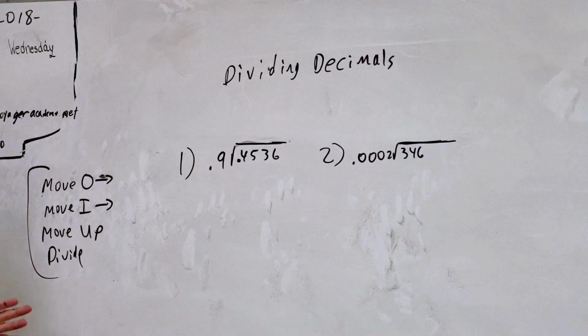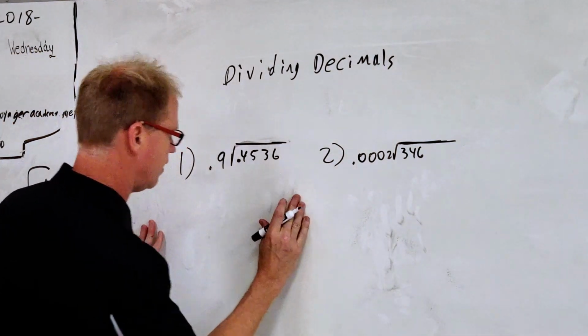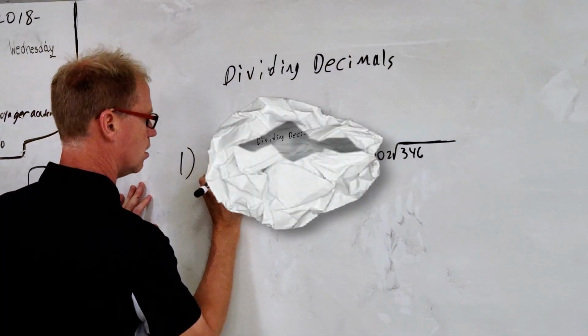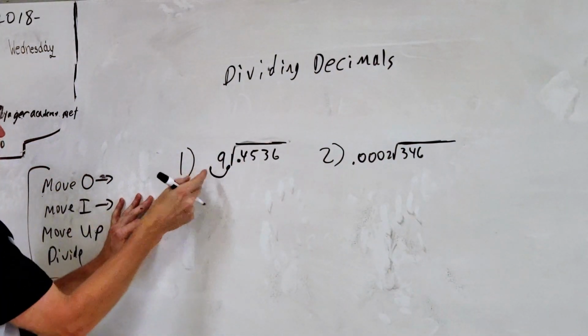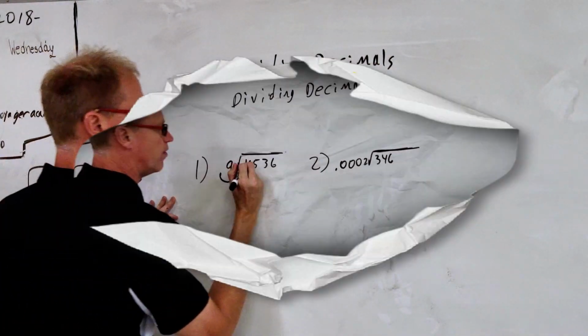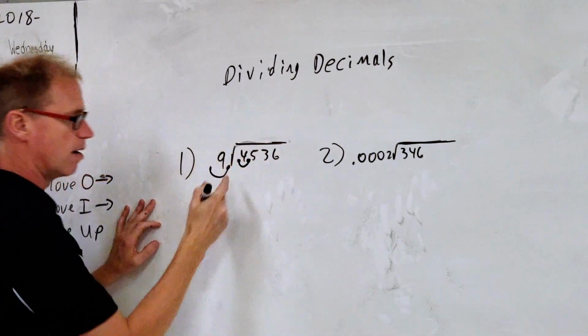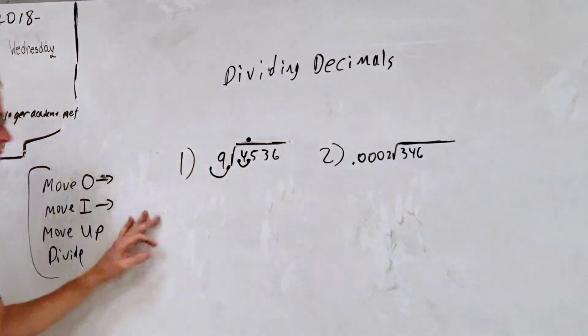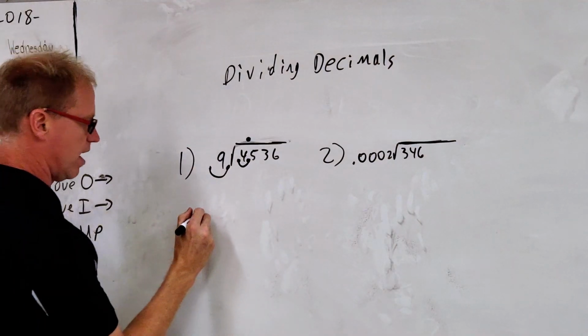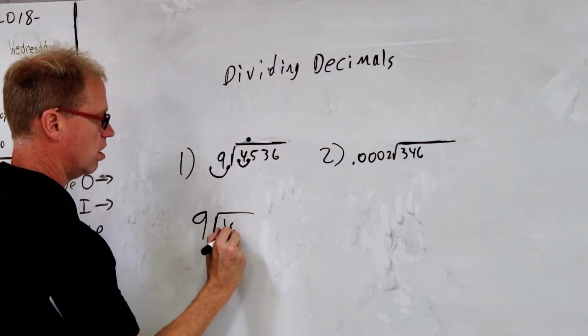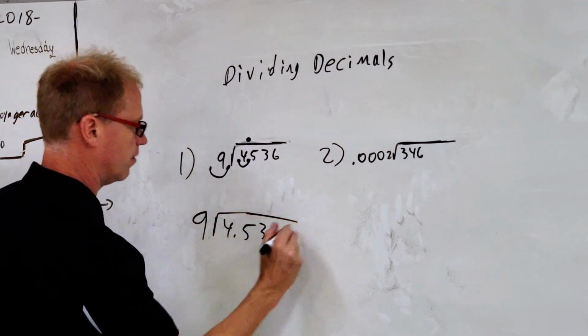So you just kind of treat it like you're reading from left to right. So you go left to right here. So I'll move the outside once. Why once? Because there's only one number there. I move the inside once. Then I move it up. So now I'm gonna rewrite it to get rid of all this mess. So it's 9 into 4.536. And I'm gonna go and divide.